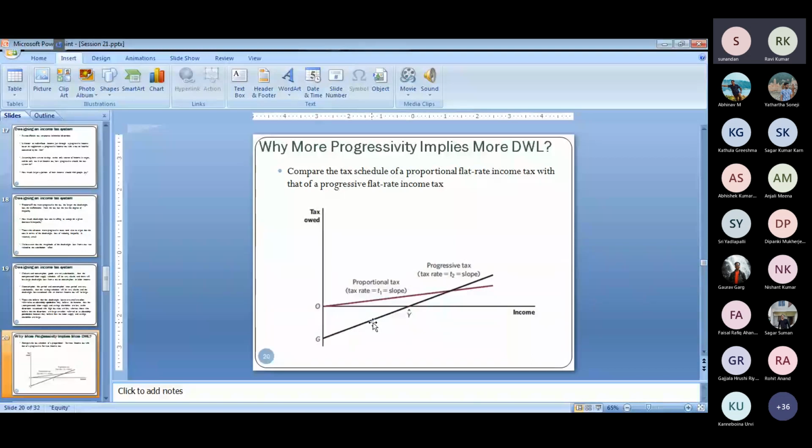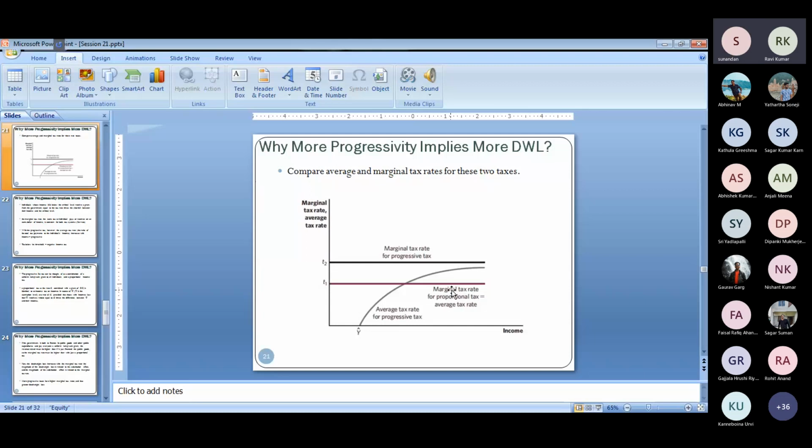On the other hand, this is much sharper, and hence at an income level like, say, Y hat prime, the tax generated from progressive taxation will dominate that generated by proportional taxation. So instead of the tax rate, you now start considering the average tax rate with income. The marginal tax rate for a proportional tax will be the same. That will be the average rate. And the marginal tax rate for a progressive tax will be higher.